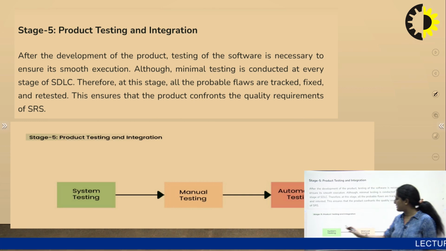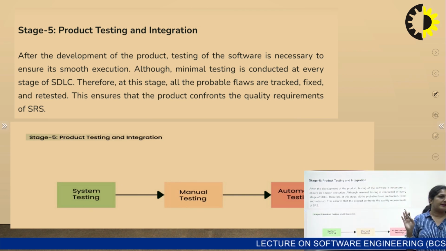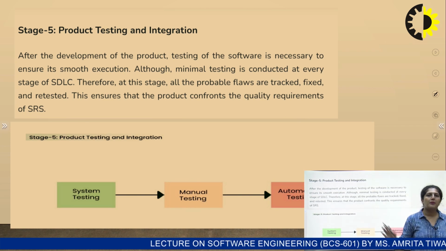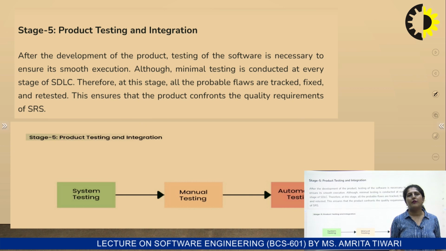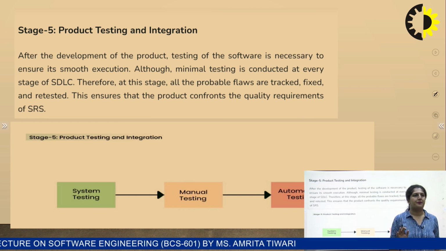So there will be system testing, manual testing, and automated testing. So three types of testing will be done. And after that, everything will be integrated at once, and the software as a whole will be tested. So here the product testing is done.